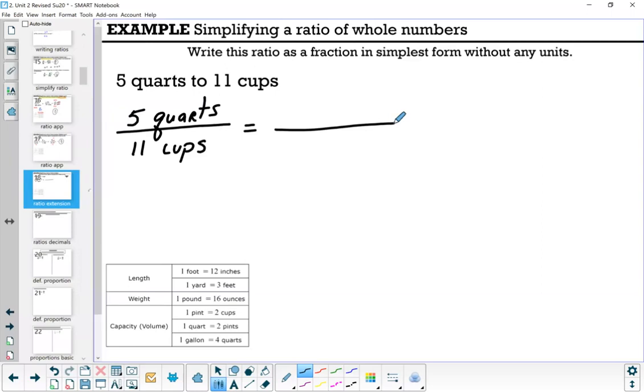We have 5 quarts, we have 11 cups. So we want to either be in cups over cups or quarts over quarts. It's going to be easier to go to cups, so I'm going to keep the 11 cups in the denominator. But the 5 quarts, let's see, we have 5 quarts. How do we convert quarts to cups? Well, let's look here. 1 quart is 2 pints, right? So since we have 5 quarts, if we multiply this by 2, we get 10 pints.